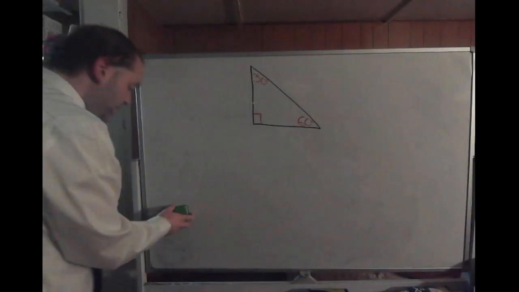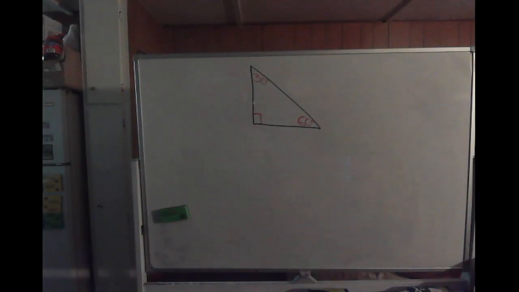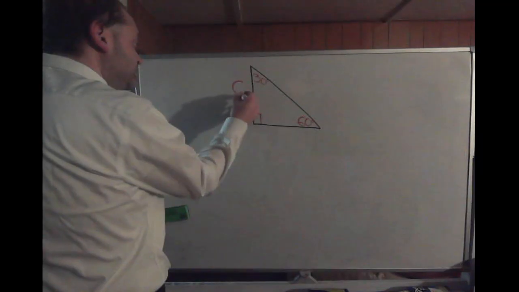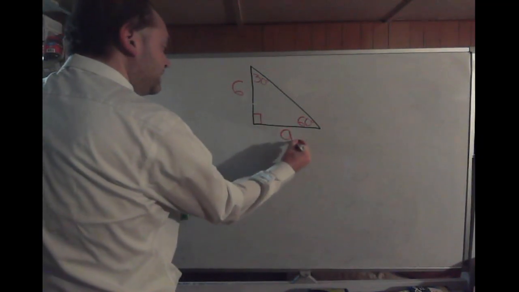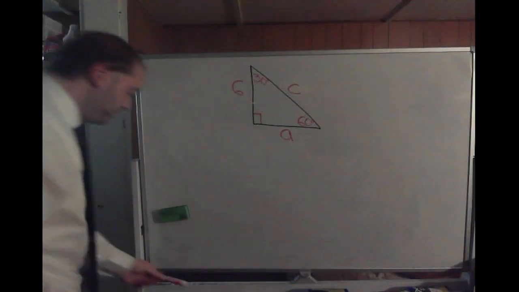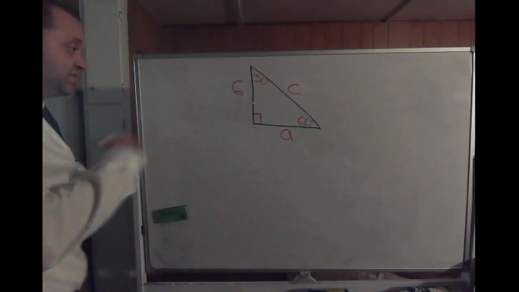Okay, what do we have next here? This time the length of the longer leg is 6. We don't know the length of the shorter leg, and we definitely don't know the length of the hypotenuse. So we know the length of the longer leg, which is 6.